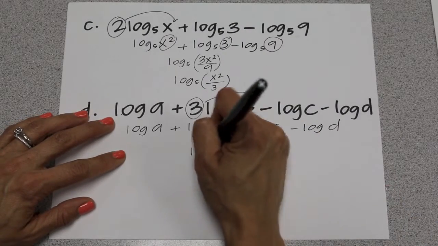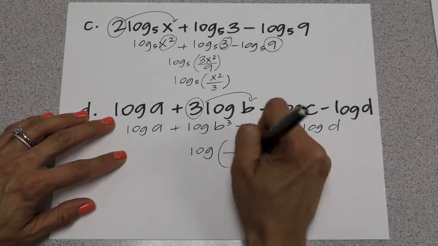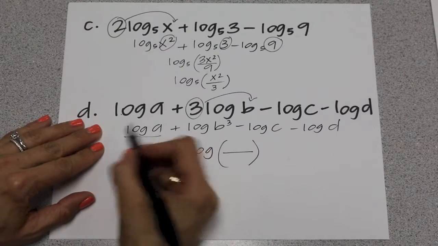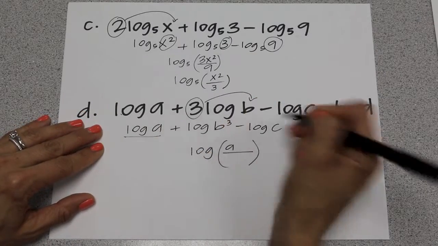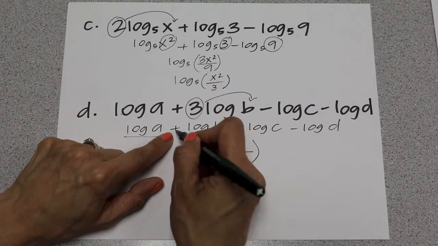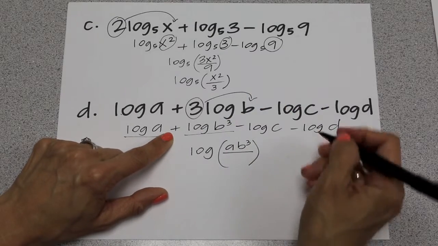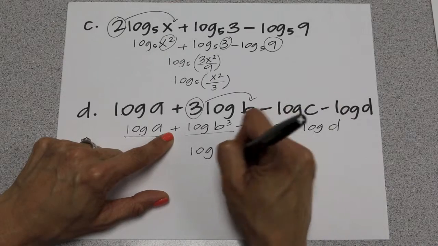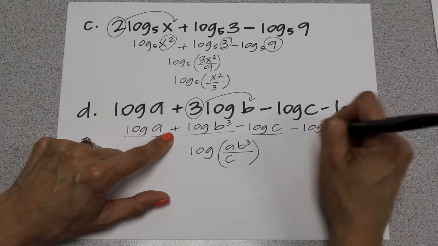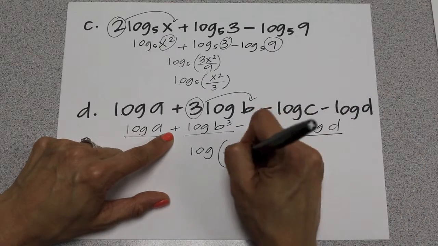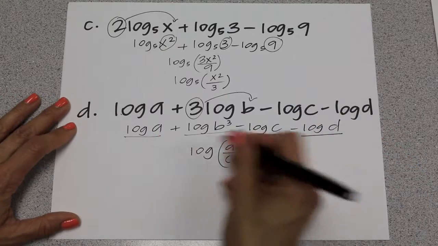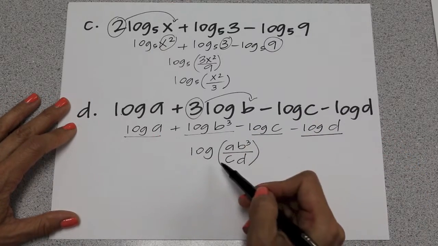We're going to write it as just 1 log and a fraction. This log is positive, so the a goes to the numerator. This log is positive, so the b cubed also goes to the numerator. This log is negative, so the c goes to the denominator. This log's negative, so d goes to the denominator. And there's your condensed to a single log.